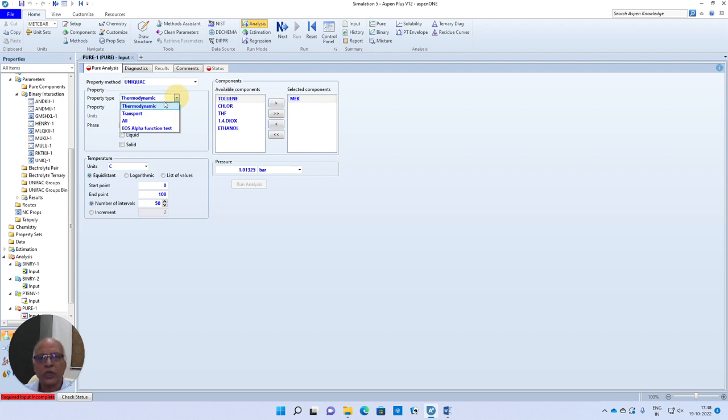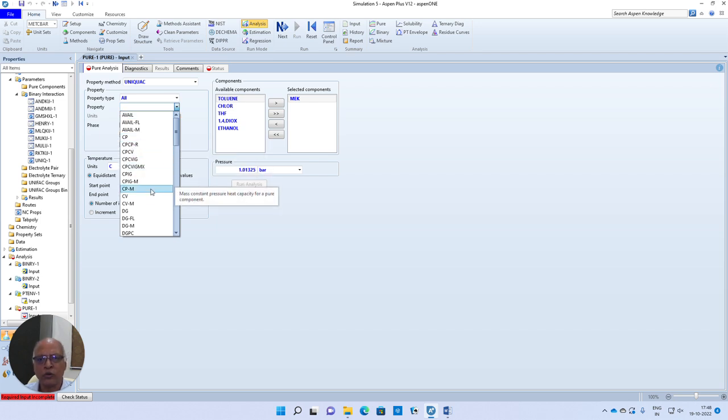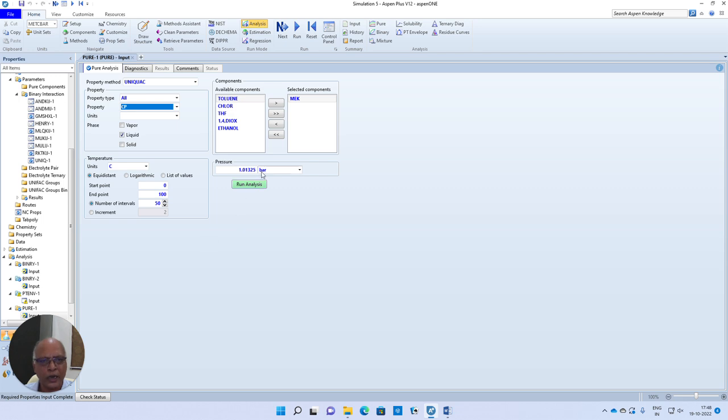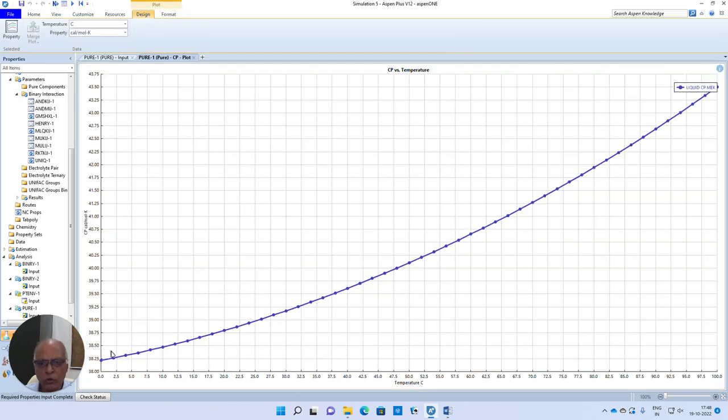Now you can choose any property of your interest. You can transfer these thermodynamic properties, all properties. For example, I would like to specify specific heat of pure component at this pressure as a function of temperature. Now this is how the specific heat of MEK is going to vary with respect to temperature. Of course, in the liquid phase.